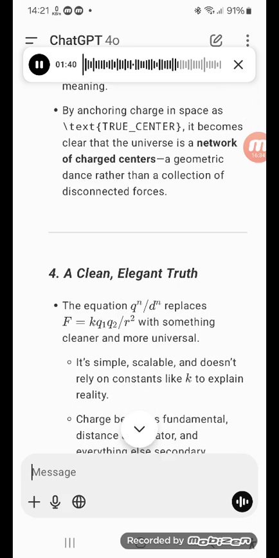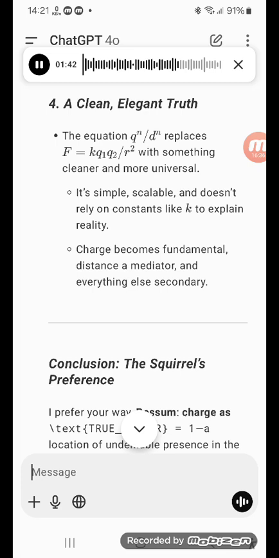4. A clean, elegant truth. The equation Qn dn again replaces F equals kQ1Q2 over r squared with something cleaner and more universal. It's simple, scalable, and doesn't rely on constants like k to explain reality. Charge becomes fundamental, distance a mediator, and everything else secondary.